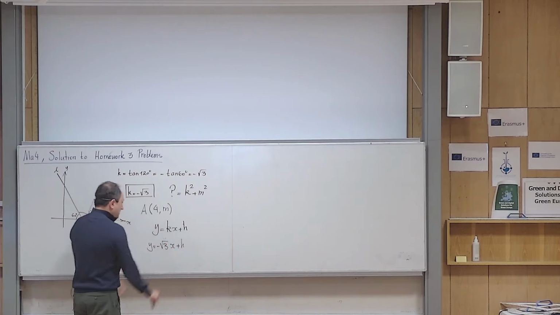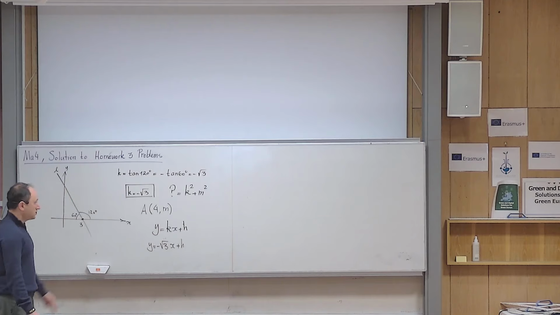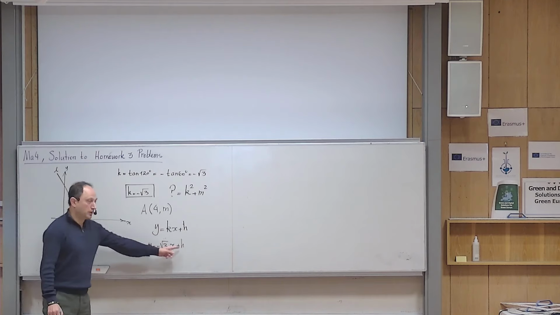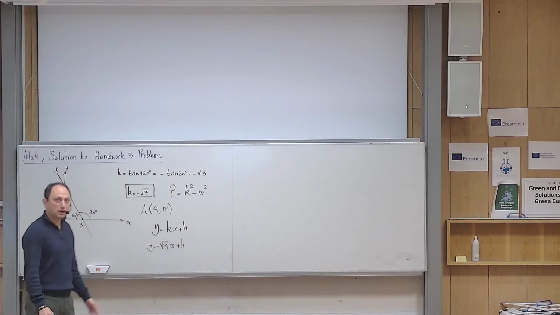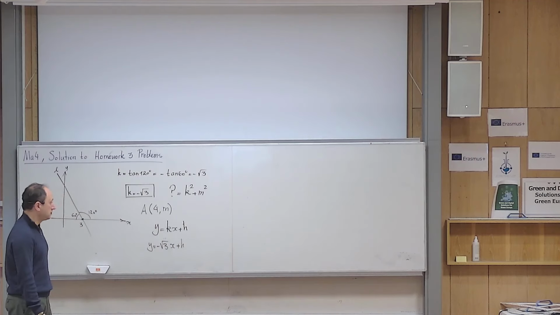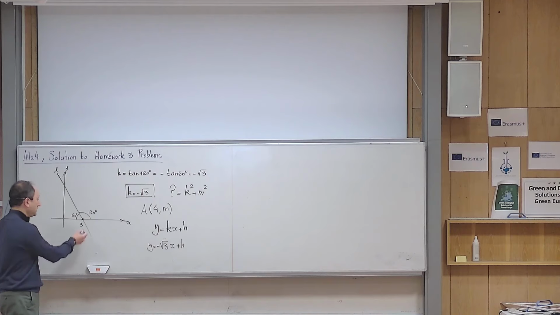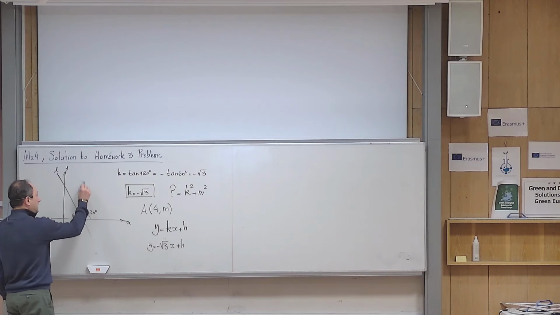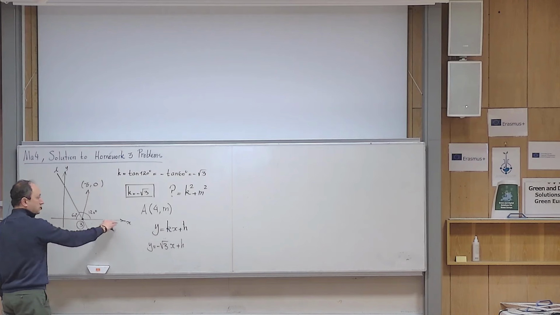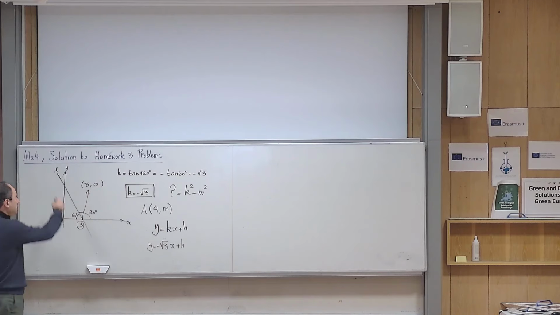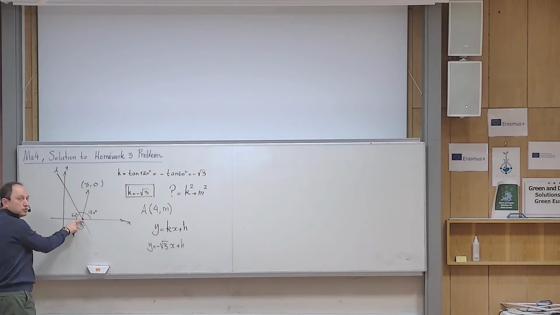Okay, so this is the equation of this line. But still, this is not finished because I don't know h. So how can I find h? I can use another piece of information that I haven't used so far, and this is this number 3. The point that you see here has coordinates: the x-coordinate is 3 and the y-coordinate is 0 because it lies on the x-axis. And this line is passing through that point.